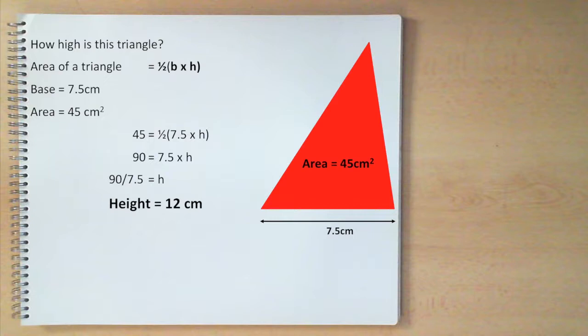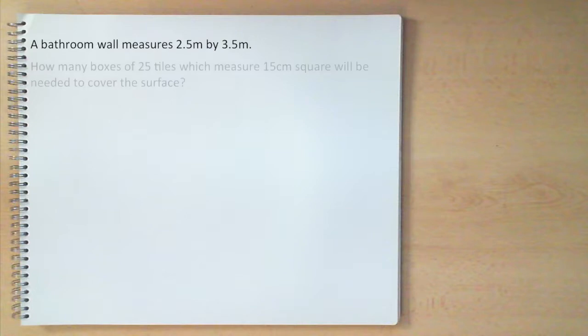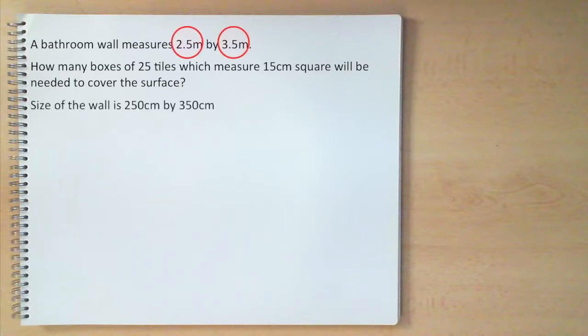The final example we're going to look at, we're not going to draw a diagram, but we're going to see that sometimes a complex problem is not as complex as it actually looks if we go through it step by step. So let's look at the information we're given. A bathroom wall measures 2.5 meters by 3.5 meters. Typical sized wall in a bathroom. We want to know how many boxes of 25 tiles, which each measure 15 centimeters square, will be needed to cover the surface. So, a couple of problems here.